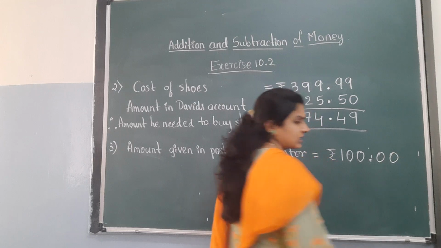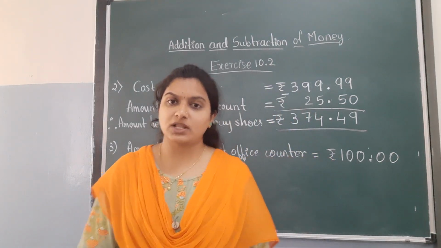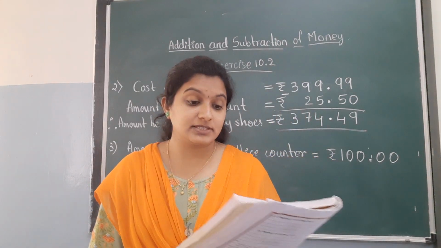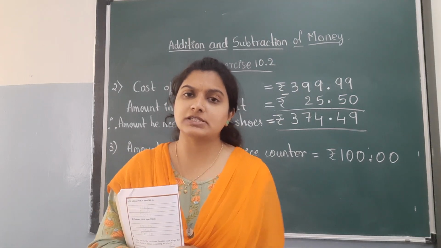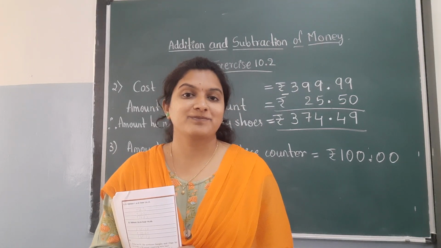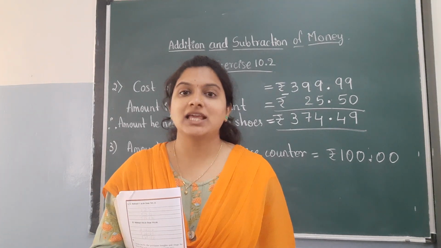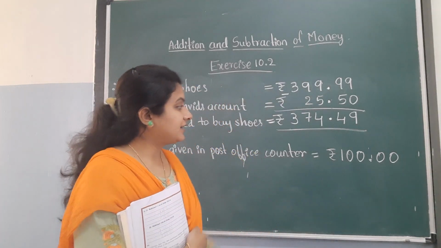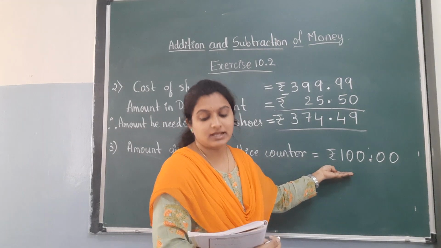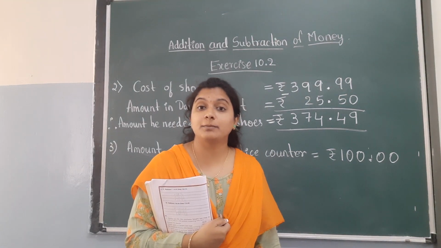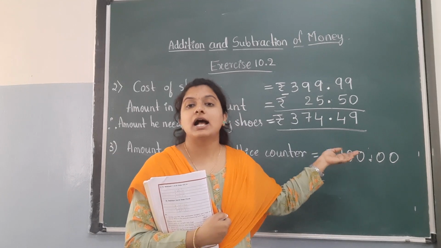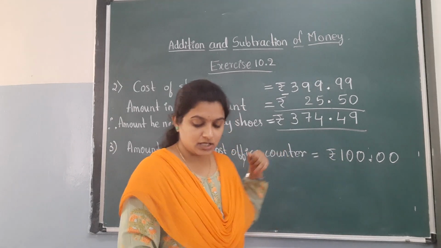100 rupees. Teacher, I have one doubt, teacher. First they have given 52 rupees 50 paise. Teacher, you have written 100 rupees. Teacher, why? Can you tell me why? Because 100 rupees is a bigger number than 52 rupees. The bigger number we have to write up. Understood, children?